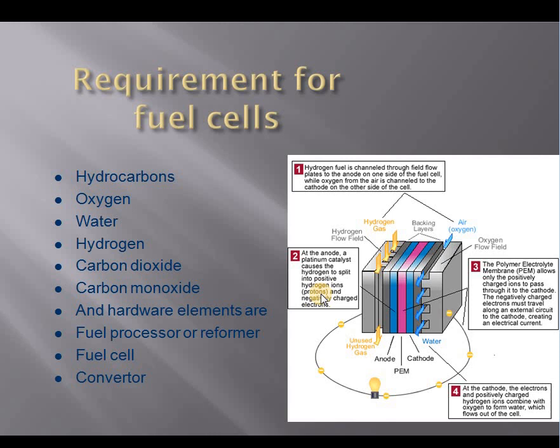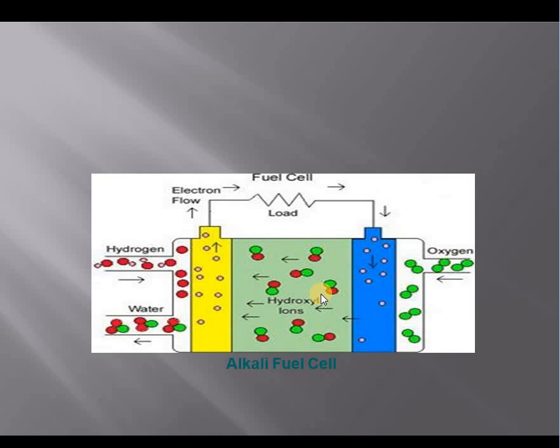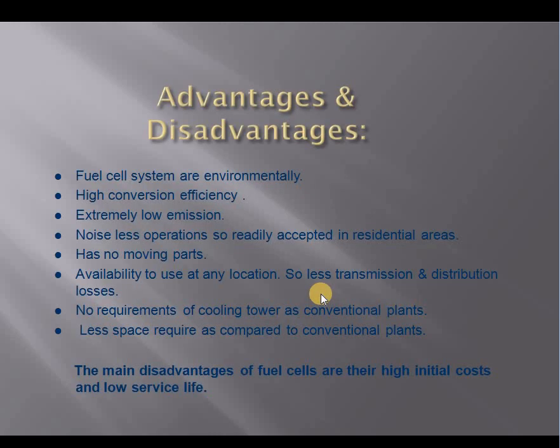Here the requirements of typical fuel cells are hydrocarbons, oxygen, water, hydrogen, carbon dioxide, carbon monoxide, and harmful elements in the fuel processor or reformer and fuel cell converter. So these are the typical requirements of a fuel.